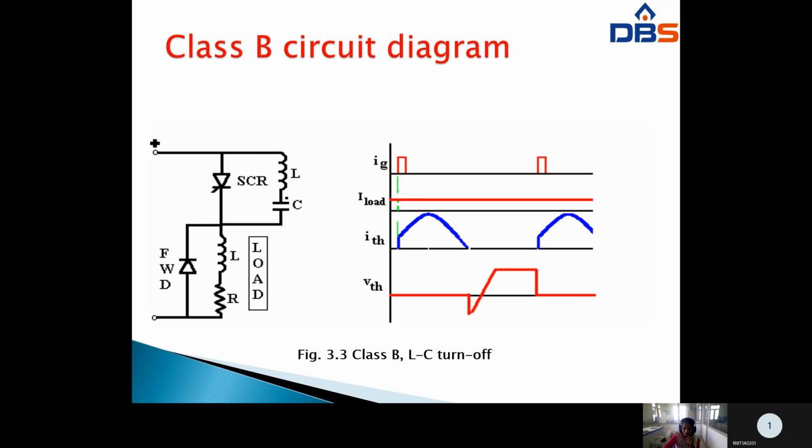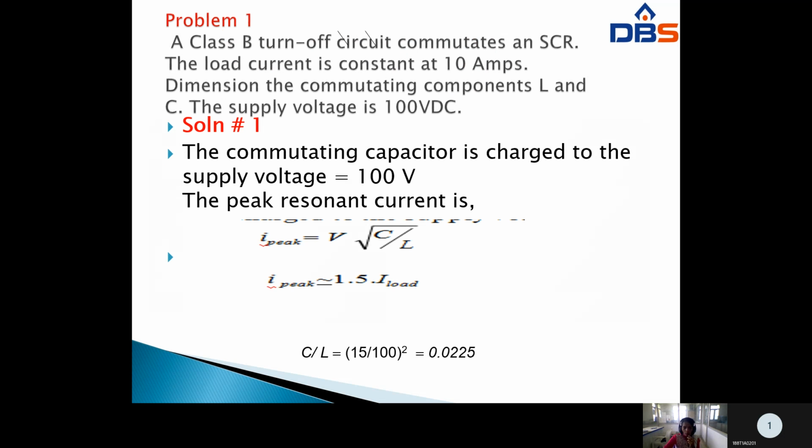Next. So when you see a problem on class B circuit: a class B turn off circuit commutates an SCR of constant load current of 10 amps. Find the dimensions of commutating components L and C. The supply voltage will be 100 volts. So here the load current is given. The commutating capacitor is charged to a supply voltage of 100 volts.